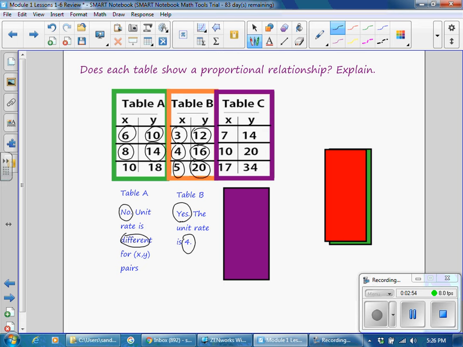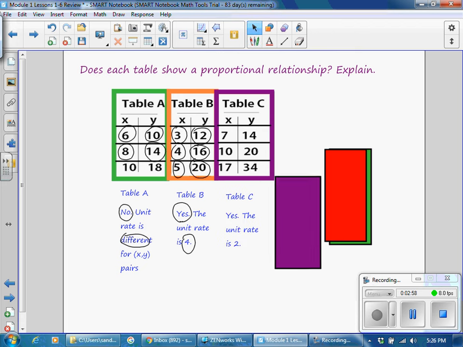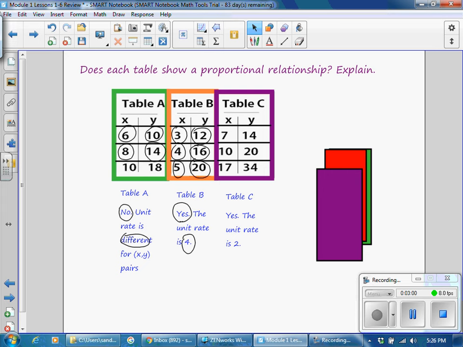Solve for table C before checking your answer. And the unit rate is 2, so the answer is yes.